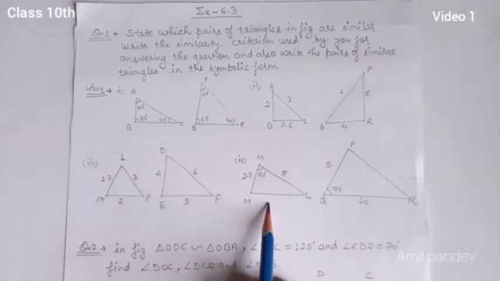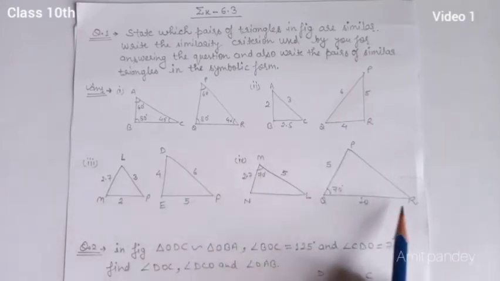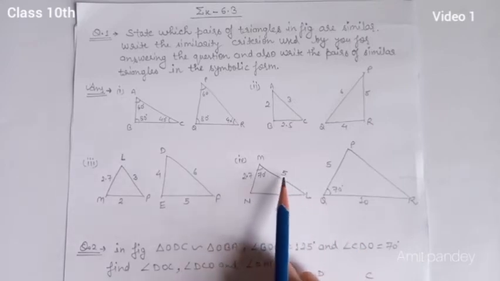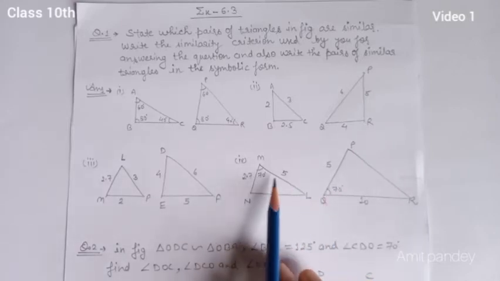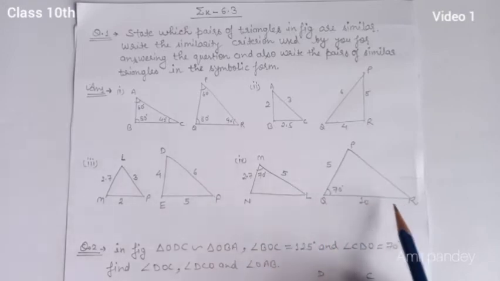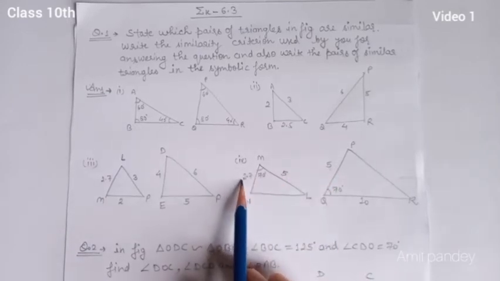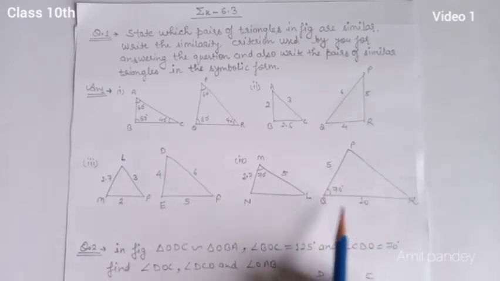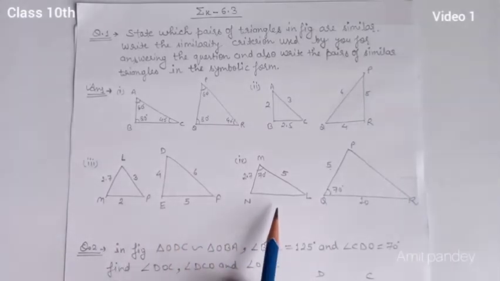Here in part 4, you can see two triangles MNL and PQR. Here the angles and sides are given. MN is 2.7, ML 5 and the angle is 70. Similarly here PQ is 5 and QR 10, and the angle is 70. Now you can check that one angle is equal in both triangles. Now check whether the other sides are in equal ratio. No, because 5 to 5, the ratio is 1, but here 2.7 and 10, the ratio is not equal. So students, the third part and fourth part are not similar. Okay, similarly you can do the fifth and sixth parts of this question.